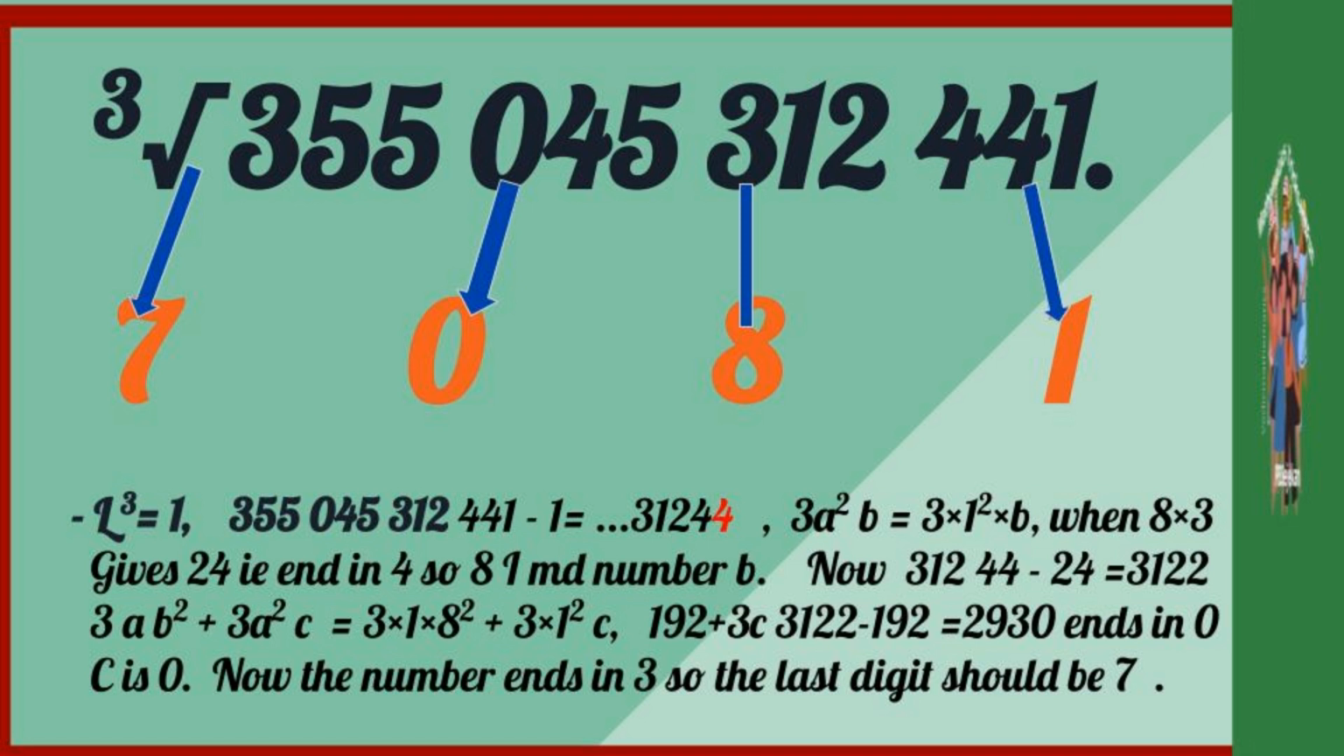3122. Now use 3ab squared plus 3a squared c to get the digit c. So 3 into 1 into 1c plus 3 into 1 into 8 into 8, that is 192. Deducting 192 from 3122 gives 2930, ending in 0. Now c is 0. So the cube root is 7081.